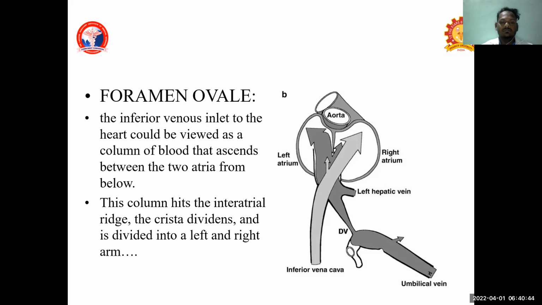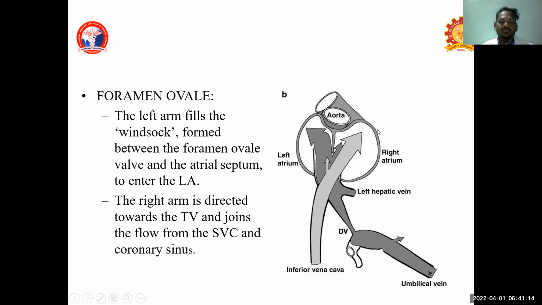So this column hits the interatrial ridge. So this is the atrium. This moving column of blood hits the interatrial ridge. The crista divides into left and right arms. The left side arm enters into the left atrium, and the right side arm enters into the right atrium.